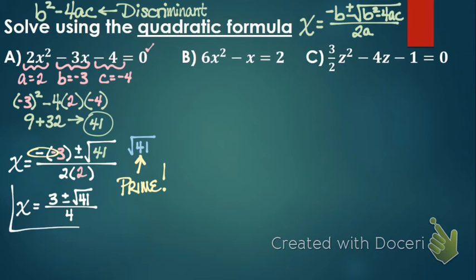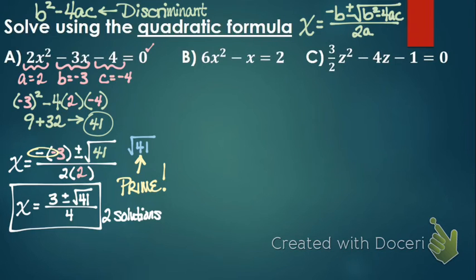Without a calculator, that's as far as I could ask you to take it. How many solutions did we just find? 2 solutions. When your discriminant, this value right here, comes out to be a positive number, you're going to get two real solutions.